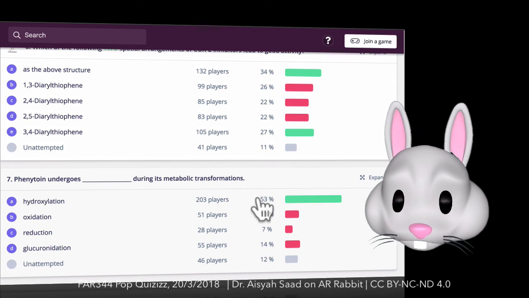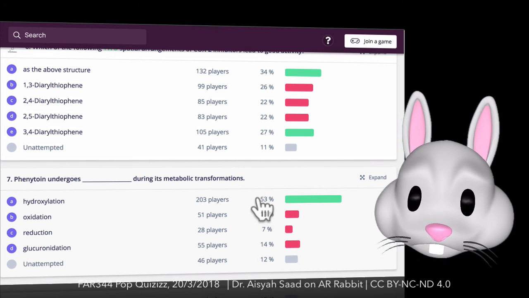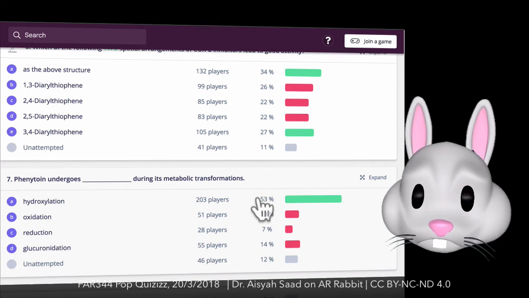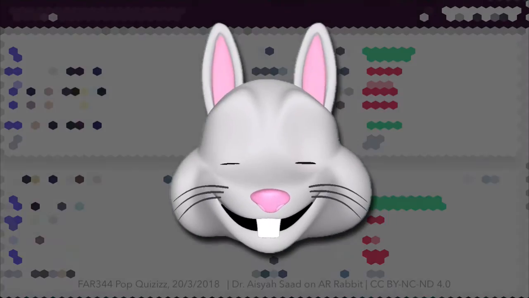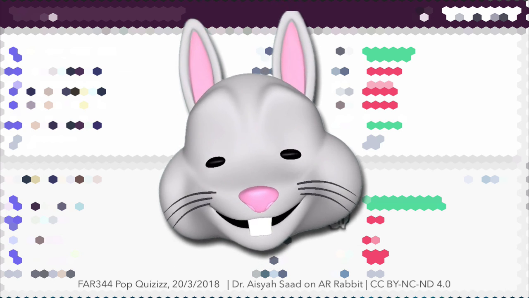And the last one, phenytoin. Phenytoin undergoes hydroxylation during its metabolic transformation, and then the glucuronidation and so on will come a bit later. So that's it on clarification of the quiz that we had last week.